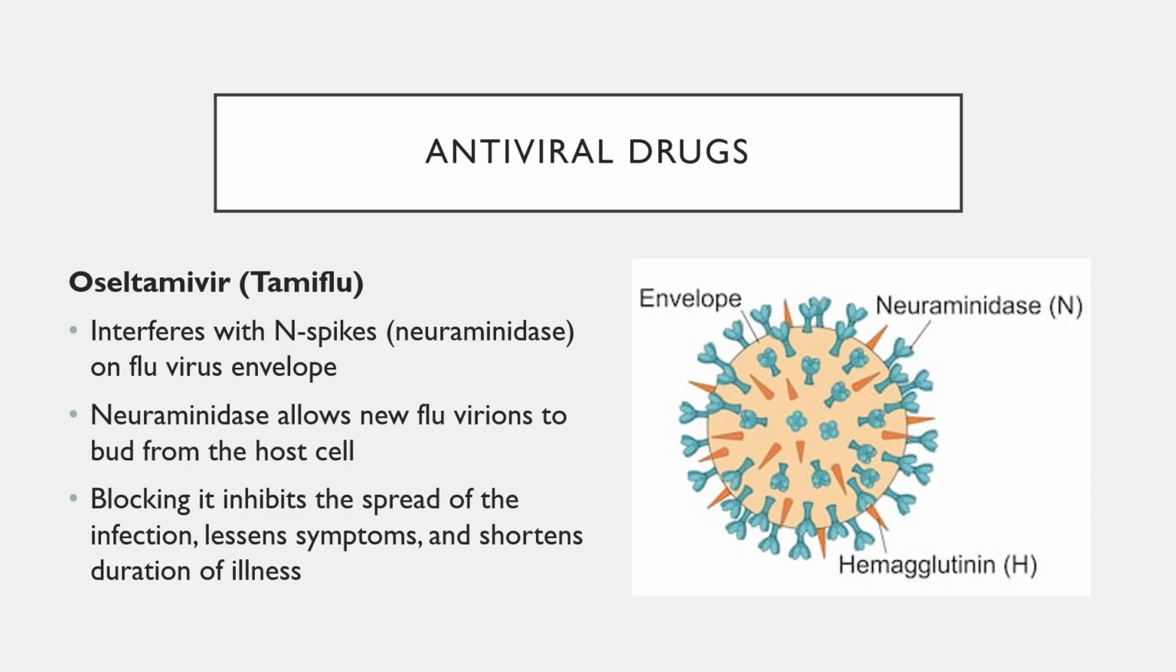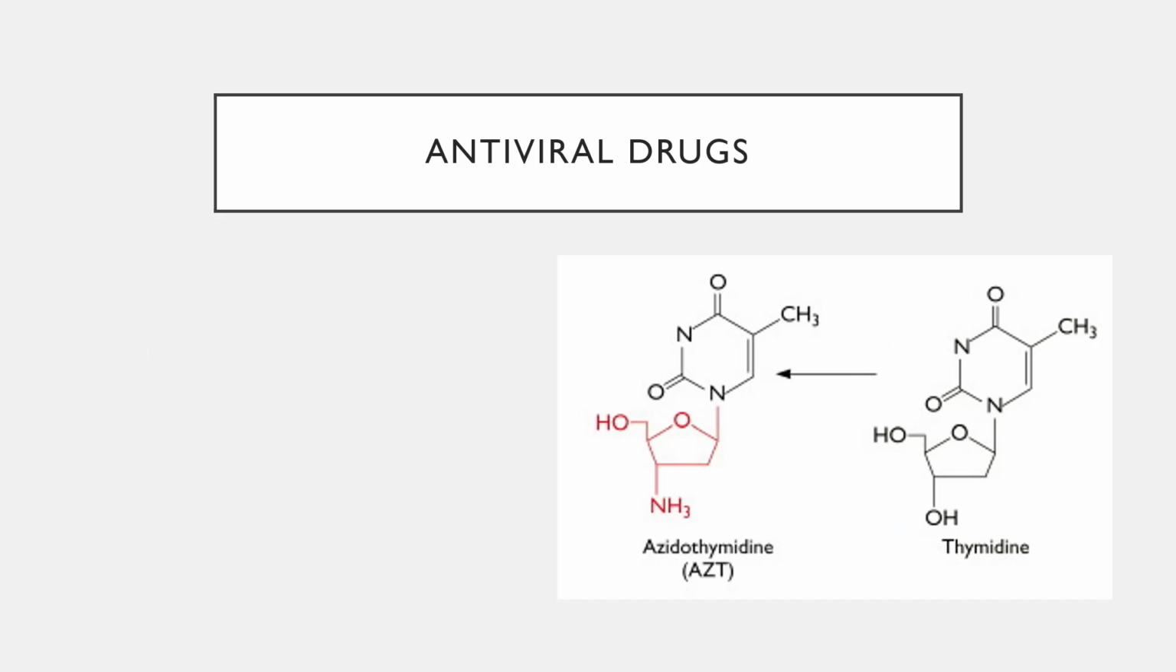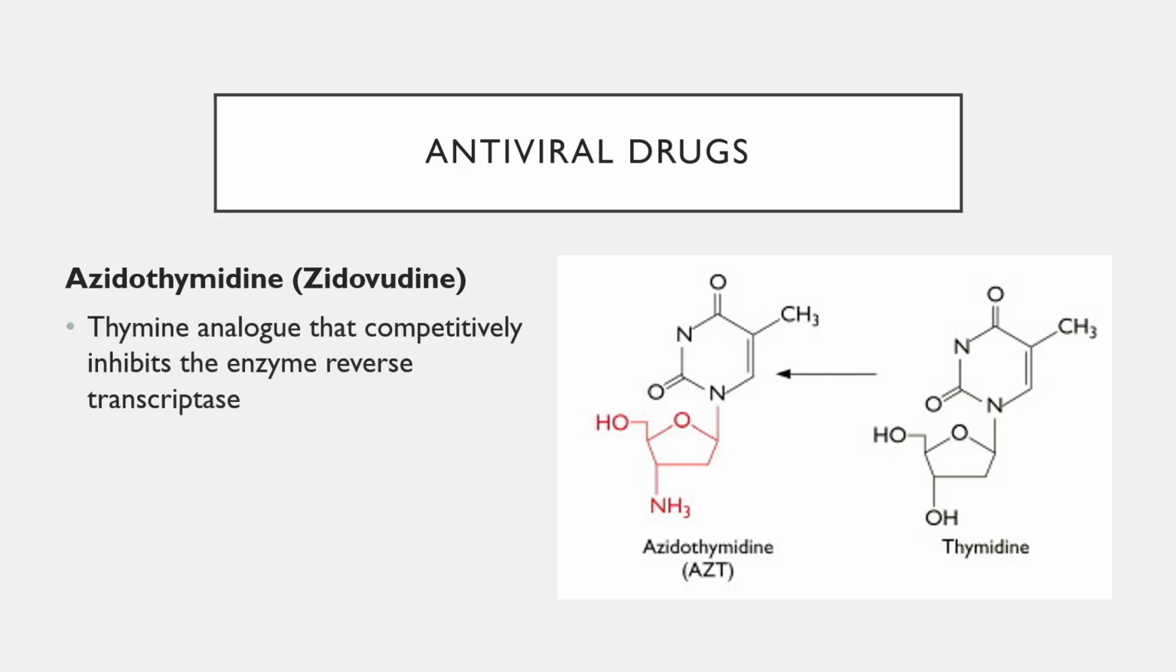Lastly, we have azithromycin or zidovudine, which is used for treating HIV infections. Azithromycin, as the name suggests, is an analog for the nucleotide thymine, which is one of the 4 DNA nucleotides. And as we can see in this image, it is similar in structure, in fact almost identical in structure to thymine, with the exception of one chemical alteration down here.